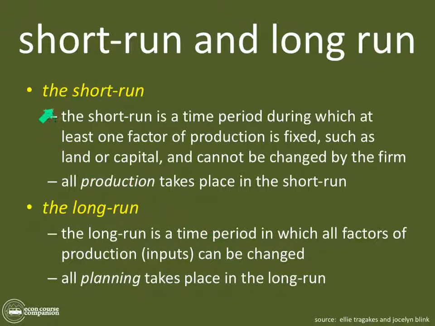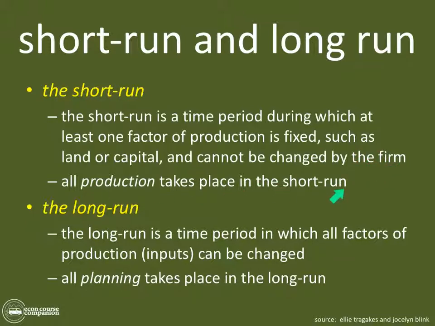There's one other factor that separates between the short run and the long run, and it has to do with the factors of production. So check this out. The short run is a time period during which at least one factor of production, land, labor, capital, entrepreneurship, such as land or capital, is fixed and cannot be changed by the firm. Let me read that again. The short run is the time period during which at least one factor of production is fixed, such as land or capital, and cannot be changed by the firm.